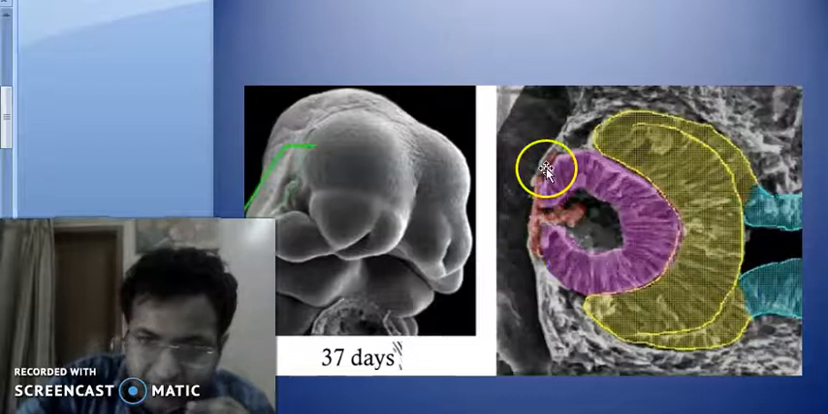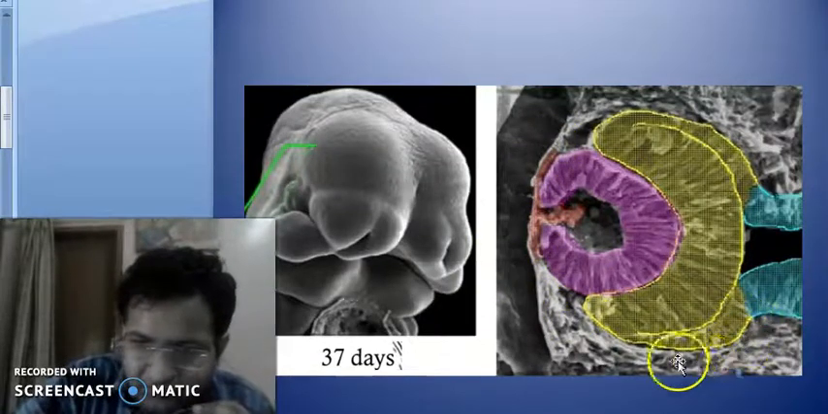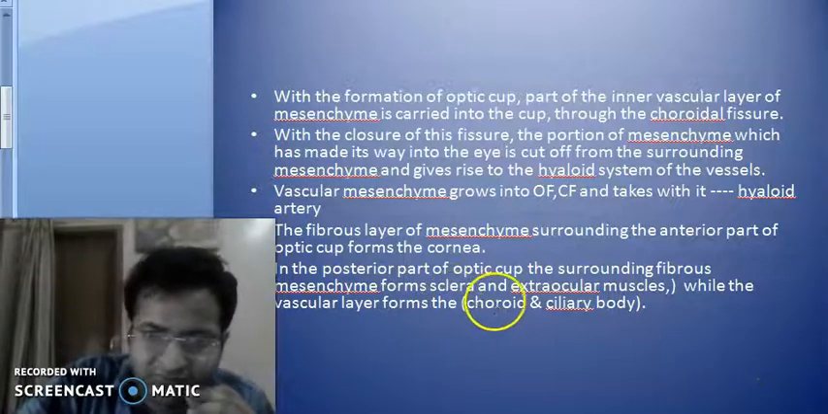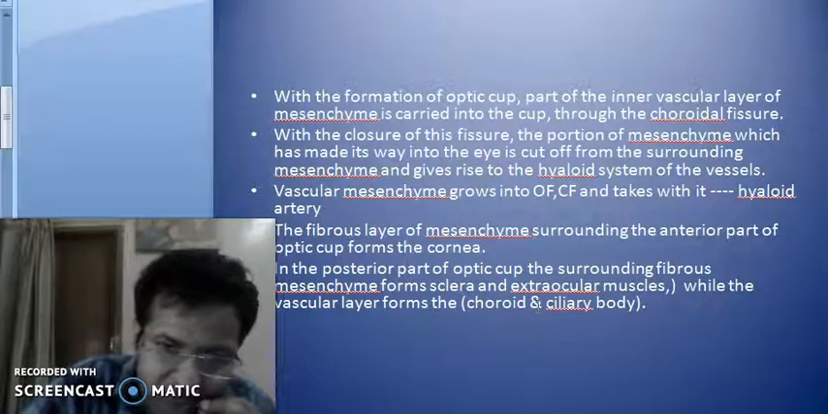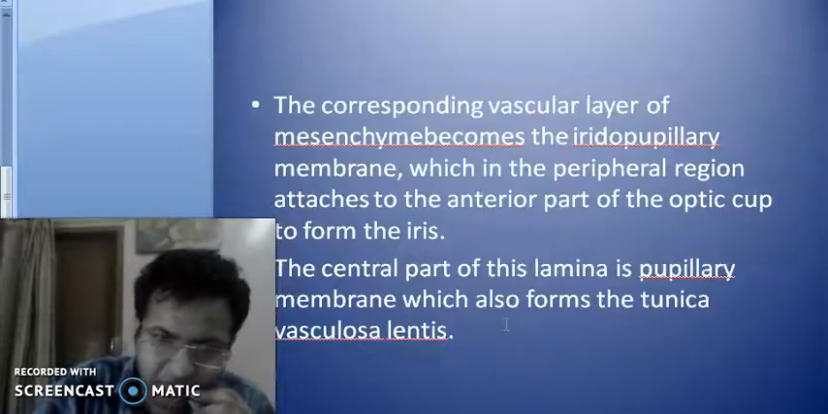In the posterior part of the cup, the fibrous mesenchyme forms the sclera and the extraocular muscles, while the vascular part of this mesenchyme forms the choroid and the ciliary body. Okay.